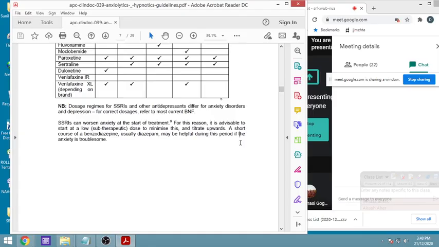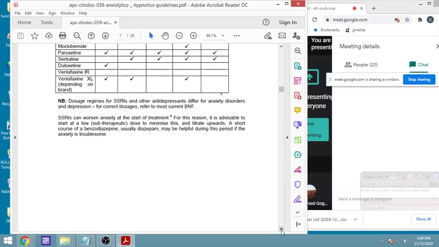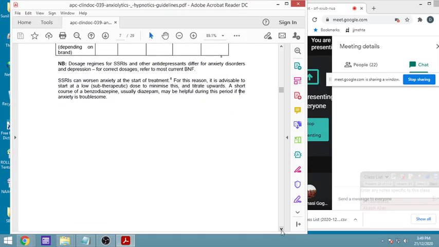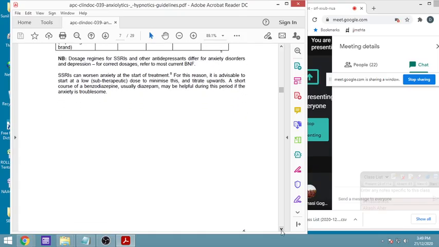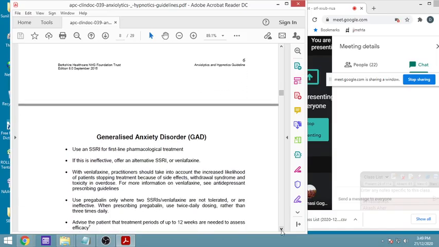SSRIs can worsen the anxiety at the start of treatment initially. So it is advisable to start at a low dose to minimize this and titrate slowly upwards. A short course of benzodiazepine like diazepam may be helpful during this period if the anxiety is troublesome. So initially SSRIs can worsen the anxiety, and therefore one should start along with diazepam, slowly reducing the diazepam or benzodiazepine and increasing the SSRI dose. So this is how we can use it.